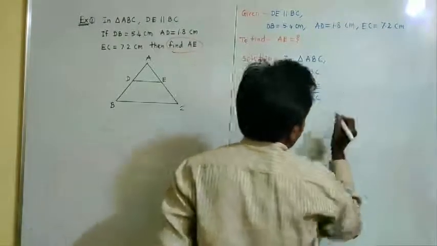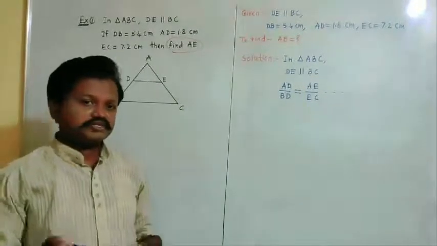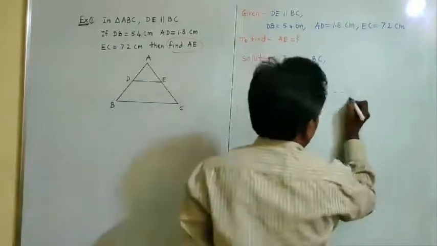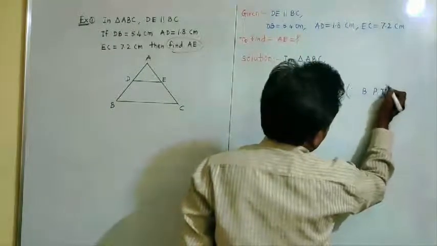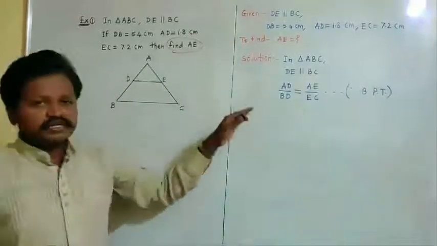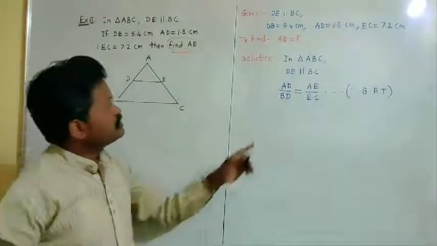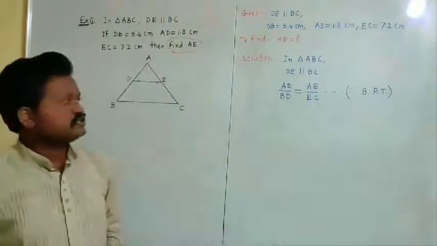You write a reason. What do you write? Reason: basic proportionality theorem. You write it in short as BPT. So that is the ratio you write here, sir. But you have to find the value of AE. Some values are given. Put all the values in this ratio.